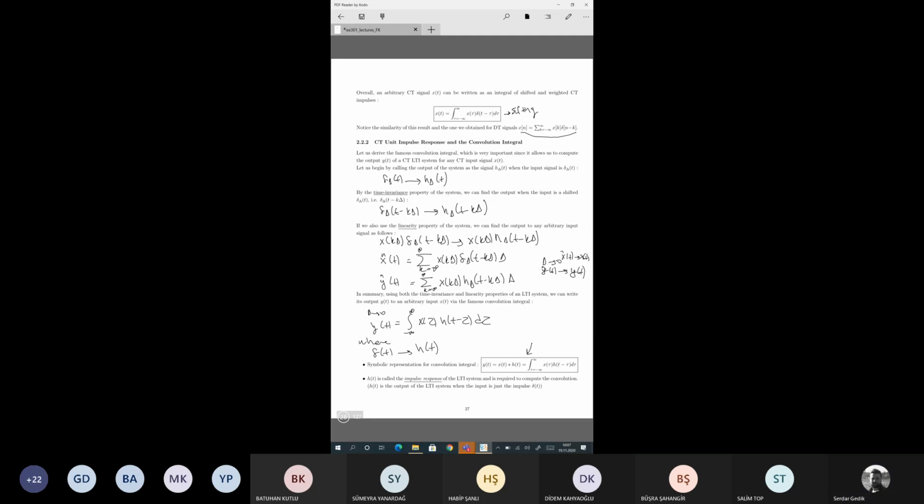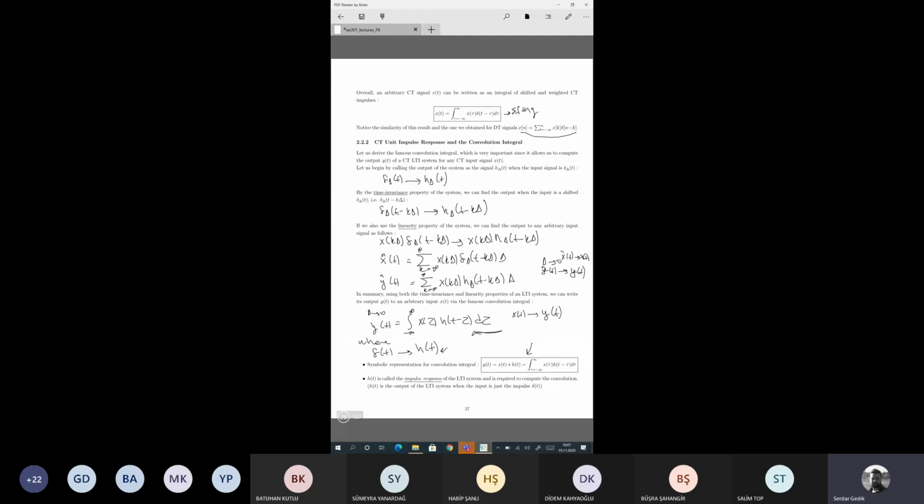And in this case, actually, if you have any x of t, then you can find the corresponding output y of t by using this convolution integral. Of course, you should know h of t, which is the response of the system for the impulse input. And h of t is our impulse response.